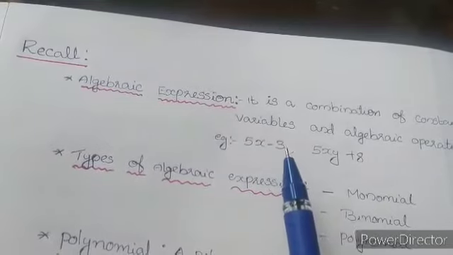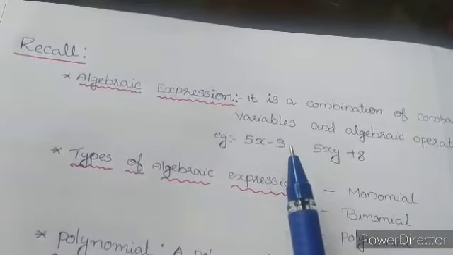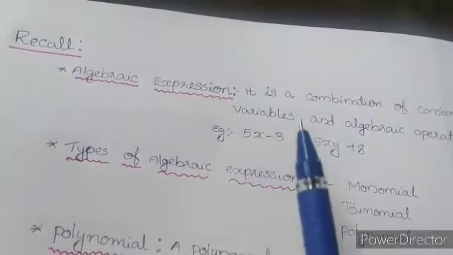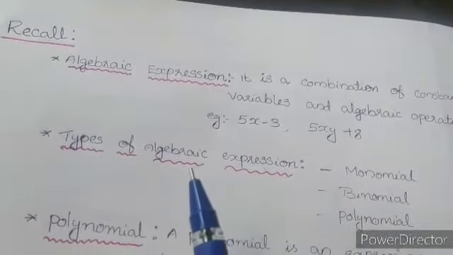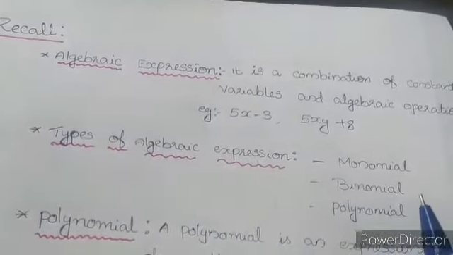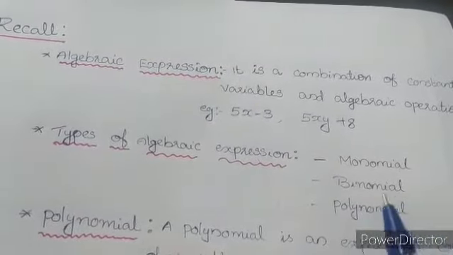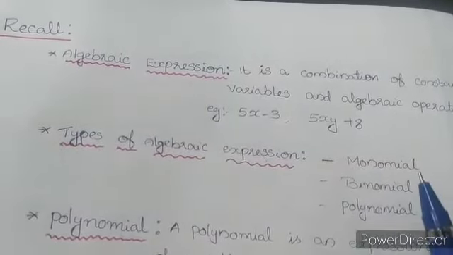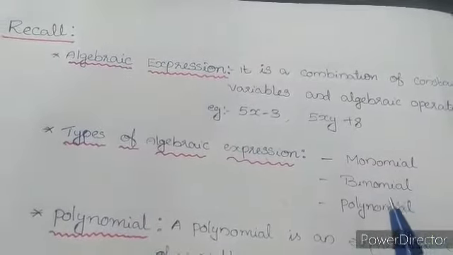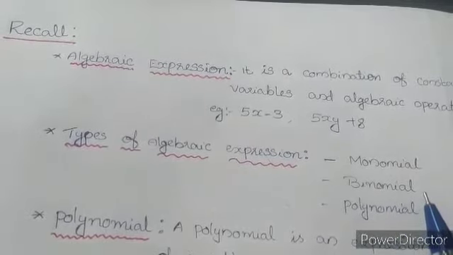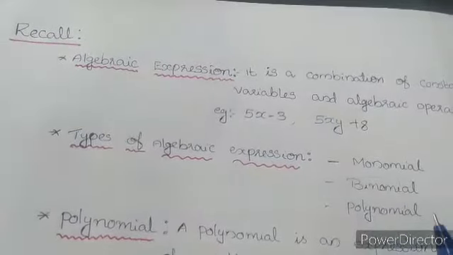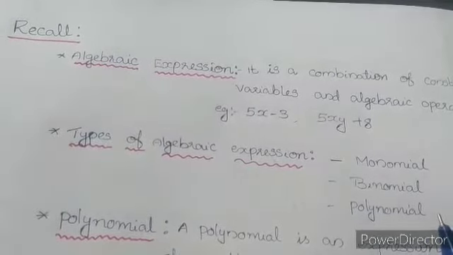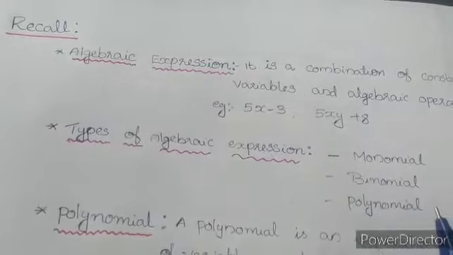All this you have already learned in your previous class. I am just recalling it. If you have any doubts, just go through the topics. And then types of algebraic expressions. What are the types? Monomial, binomial and polynomial. Monomial means an expression having only one term. Binomial means an expression having 2 terms. Polynomial means more than 2 terms. In detail, you have studied this in your 10th standard 2nd chapter, I think.